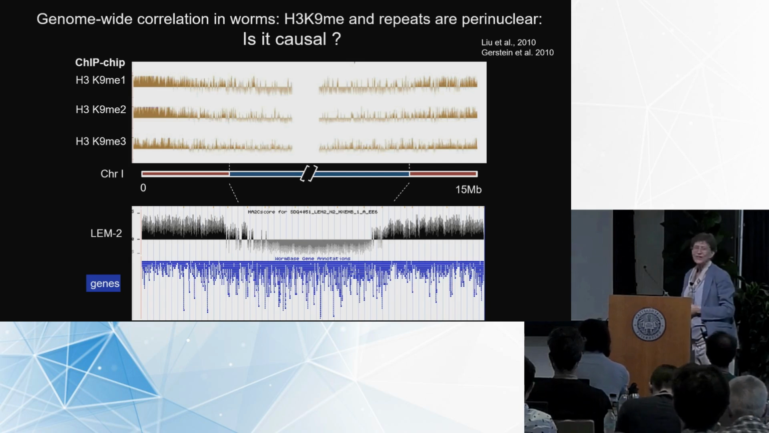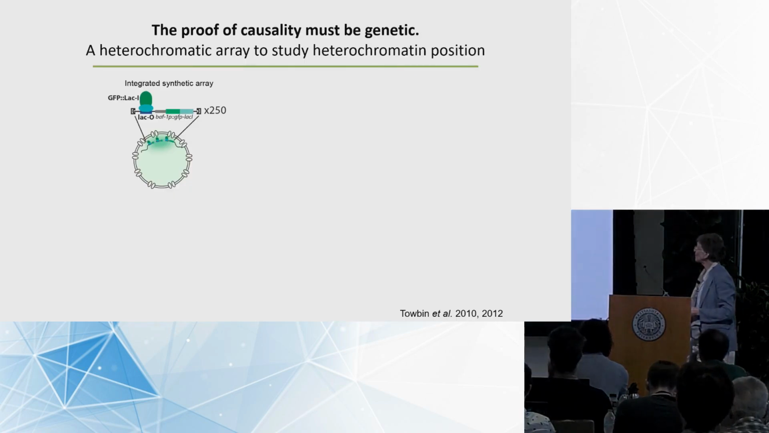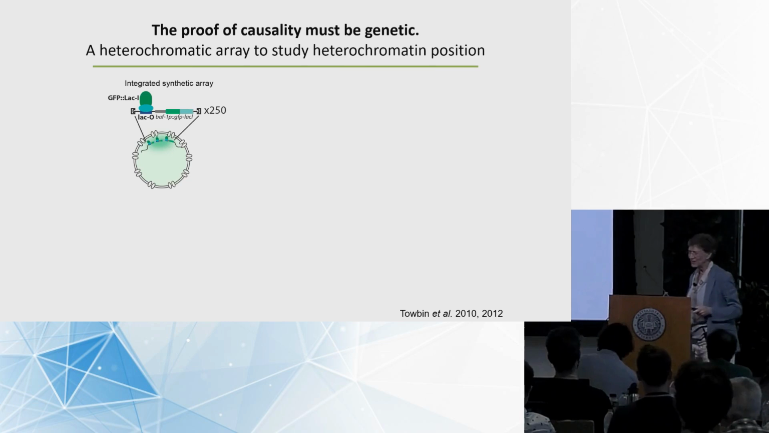Now, it's a nice correlation, and we could confirm all this, but it doesn't tell you if it's causal. And what I was telling you before, correlation is not causation, and if you really want to understand whether anything's important, you have to do genetics. So the proof of causality must be genetic. Actually, Angela and I wrote a review in 2004 and basically said that. I don't know if anybody read it, but it's still true.